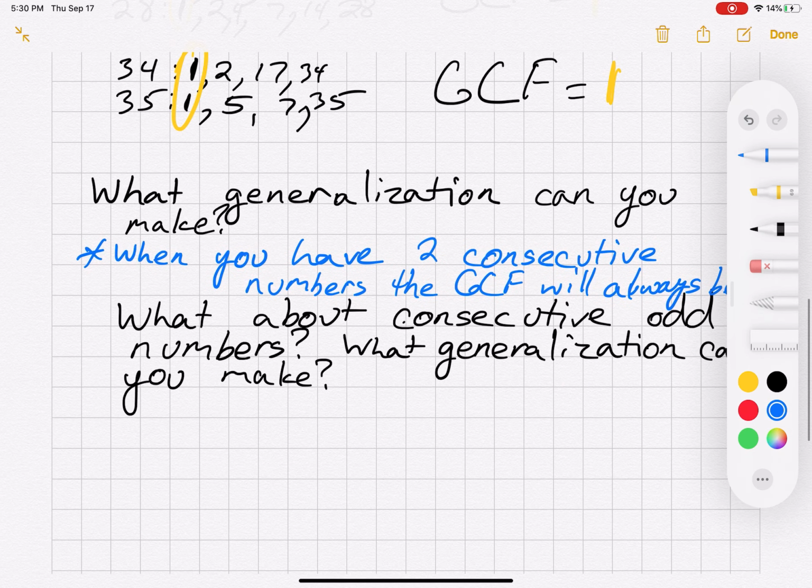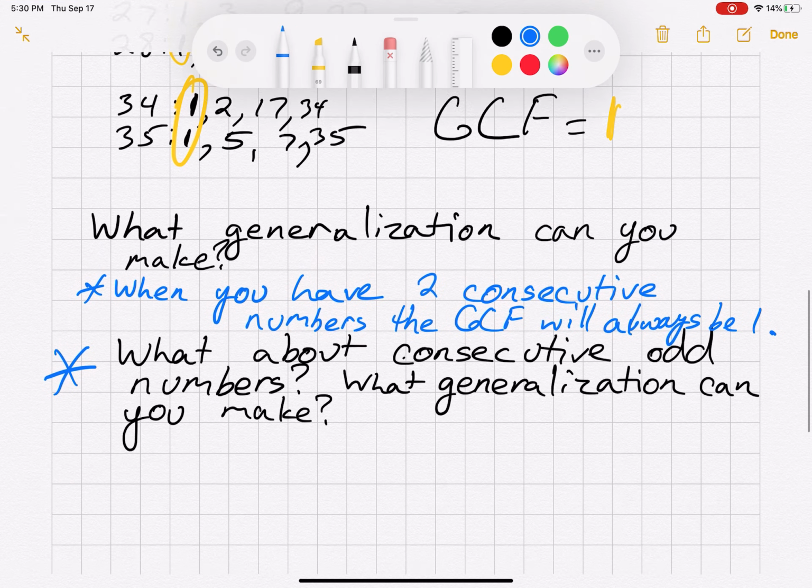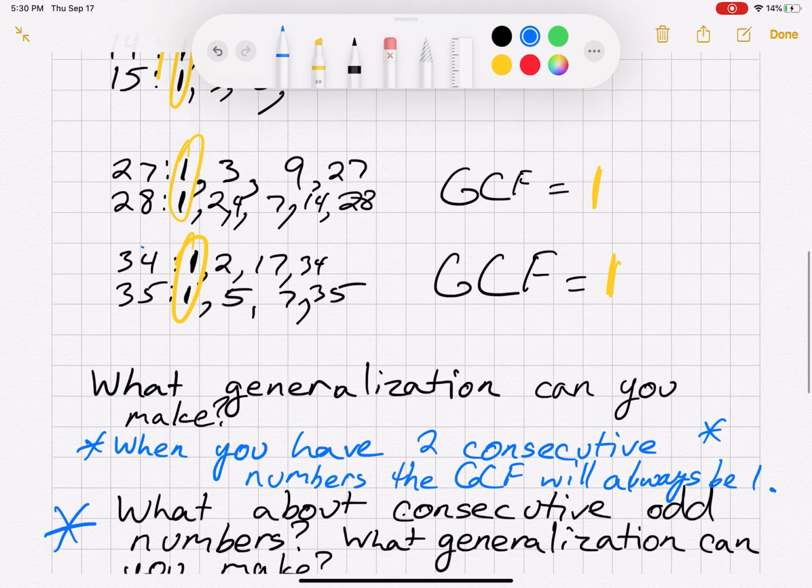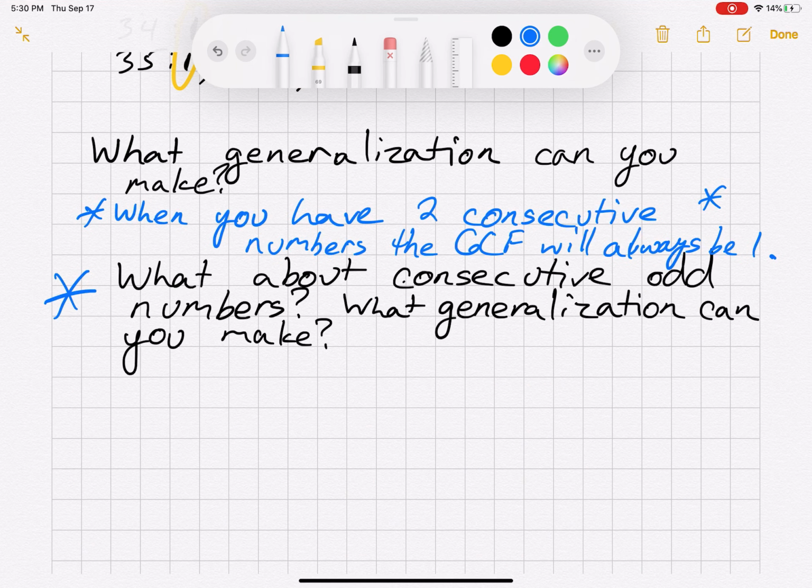Now, on your worksheet, what you're going to do is find the greatest common factor for some consecutive odd numbers. So at least do 3 different groupings like we did here, at least 3. But I want you to make a generalization. So do at least 3 consecutive odd numbers right here. Okay, I don't need to rewrite that. It's also on your paper. And then I want you to make a generalization from that. Okay?